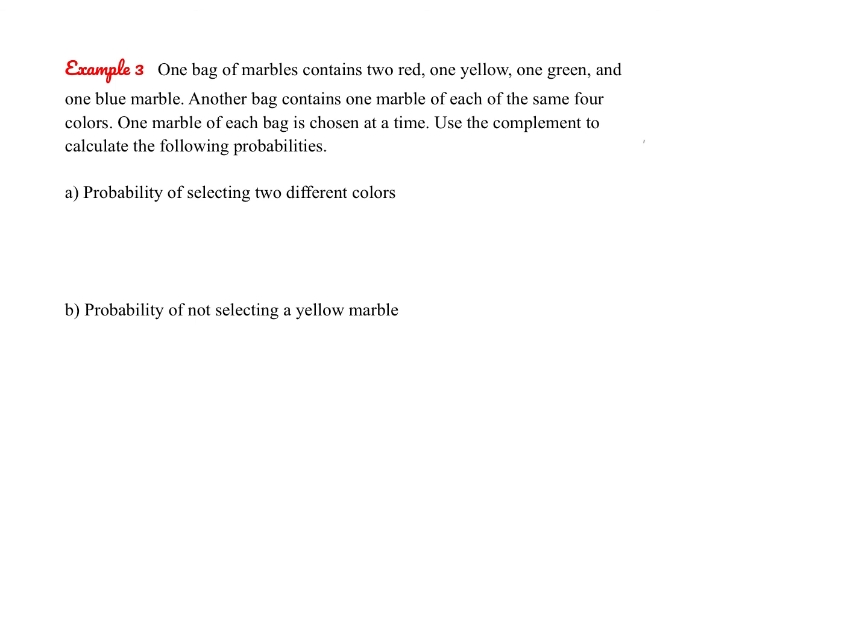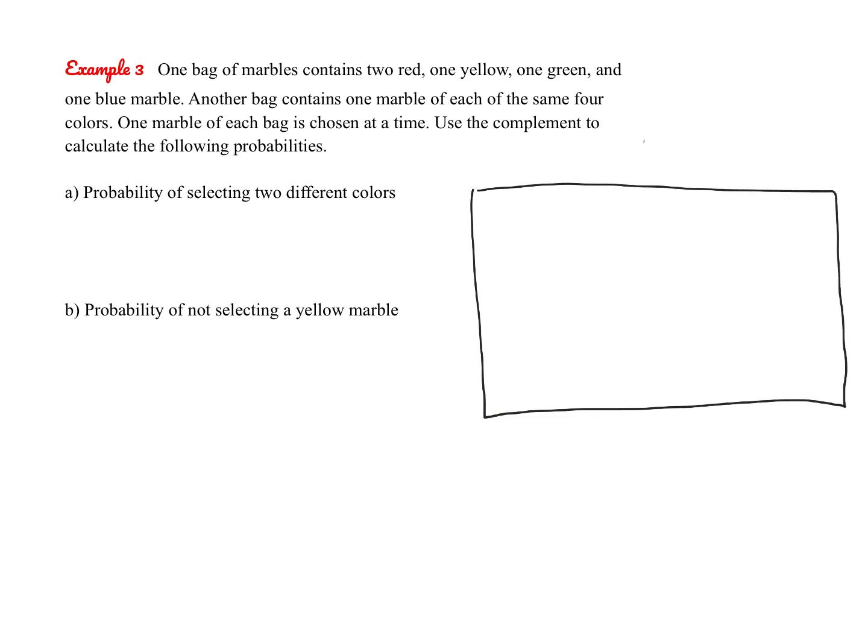Okay, let's try another one together. Here, 1 bag of marbles contains 2 red, 1 yellow, 1 green, and 1 blue. And another bag contains 1 marble of each of the same 4 colors. So 1 marble from each bag is chosen at a time. We're going to use the complement to calculate the following probabilities. Let's start by thinking about the outcomes we have here. In the first bag, there are 5 marbles: 2 red, a yellow, a green, and a blue. And in our second bag, there are just 4 marbles: a red, a yellow, a green, and a blue.